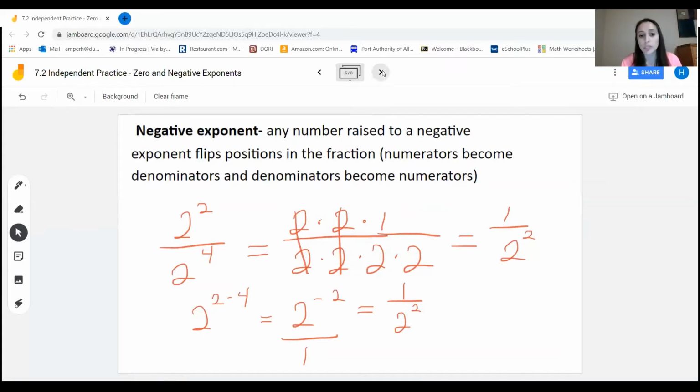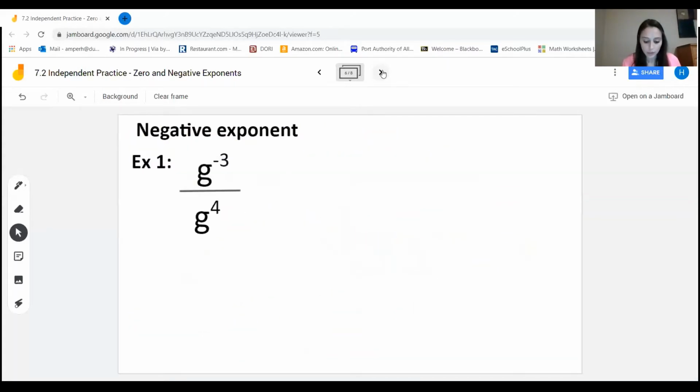So now we can do some examples to get you acquainted with what you might be asked to do in simplifying a problem, okay? So there's actually 2 different ways you can go about solving a problem like this. I'll tell you the way I prefer, but you do whatever makes you the most comfortable. So we have g to the negative 3 divided by g to the 4.